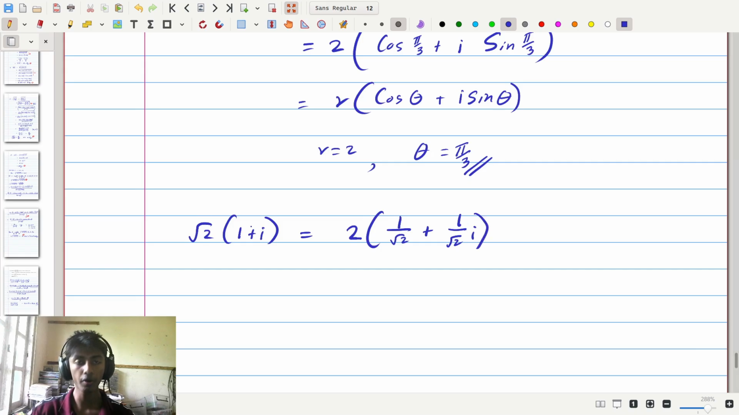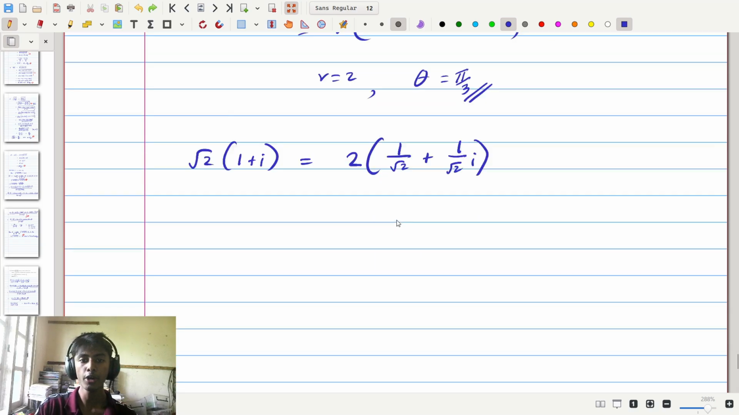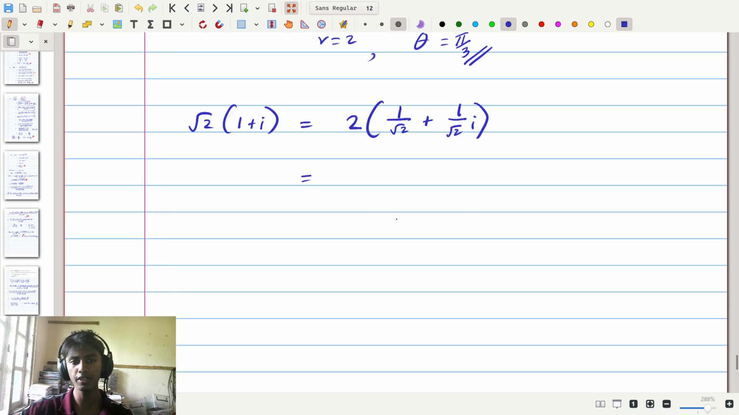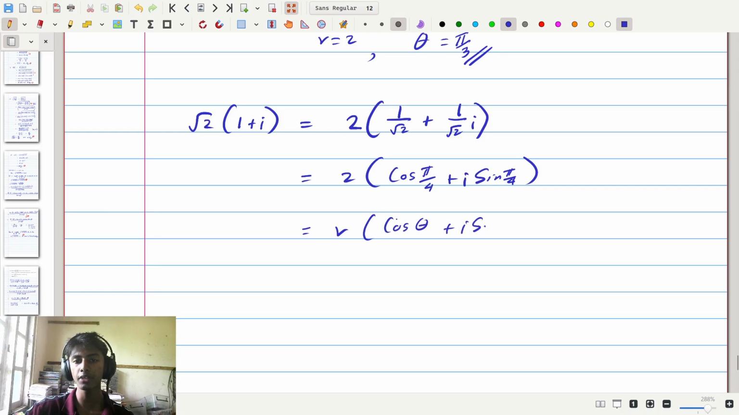And we need to know that the cosine of pi by 4 and the sine of pi by 4 are both equal to 1 over root 2 in order to substitute here. So if we do that substitution, we can see we get 2 times cosine of pi by 4 plus i sine of pi by 4, and then we can write this in the form r times cosine of theta plus i sine of theta, where r is equal to, in this case, 2 and theta is equal to pi by 4.